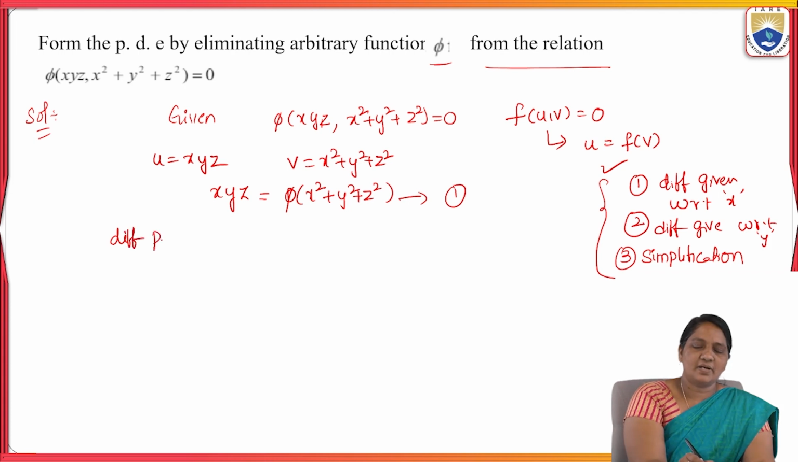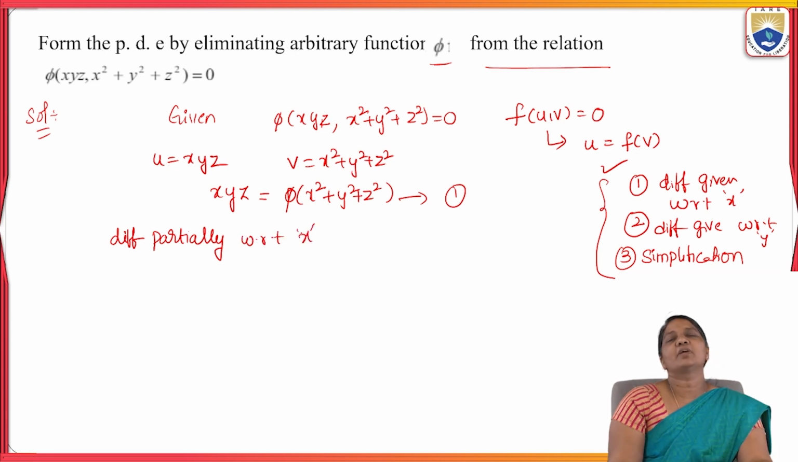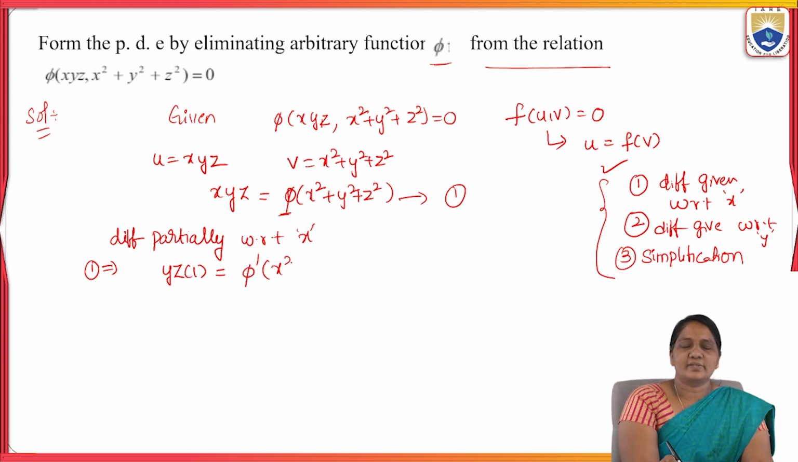What is the first step we have to do? Differentiate partially, that means partial differentiation, with respect to x. First we do partial differentiation with respect to x for equation 1. So y and z both are constants. The derivative of xyz gives yz, equal to phi dash of x square plus y square plus z square, and the derivative of x square is 2x, plus y square is a constant, so 0.